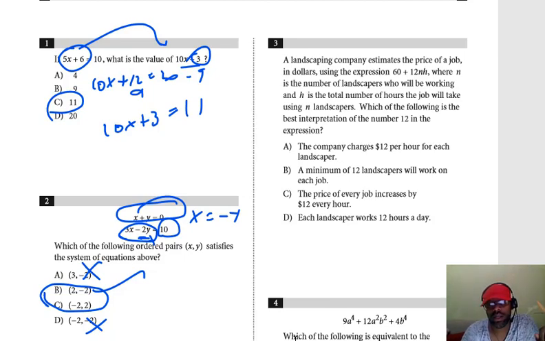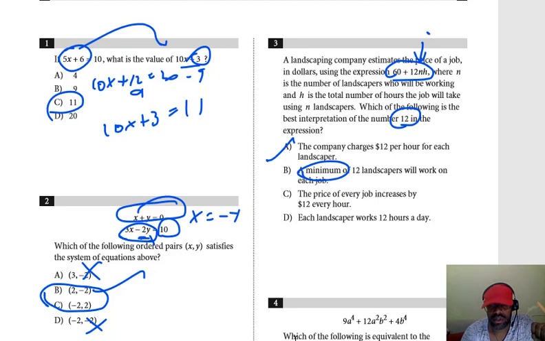Alright, the next one: the landscaping company estimates that the price of a job in dollars using the expression 10x plus 60 plus 12nh, where n is the number of landscapers who will be working and h is the total number of hours. Which of the following is an interpretation of the number 12? This is in the section of slope, the rate of change for each change. So the company charged 12 dollars per hour for each of the landscapers. This can work. We have no idea whether it's maximum or minimum. The price of every job increased by 12 hours.